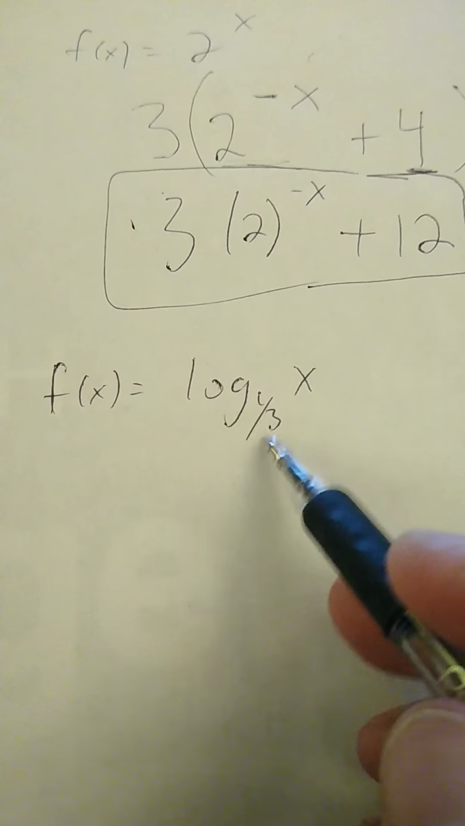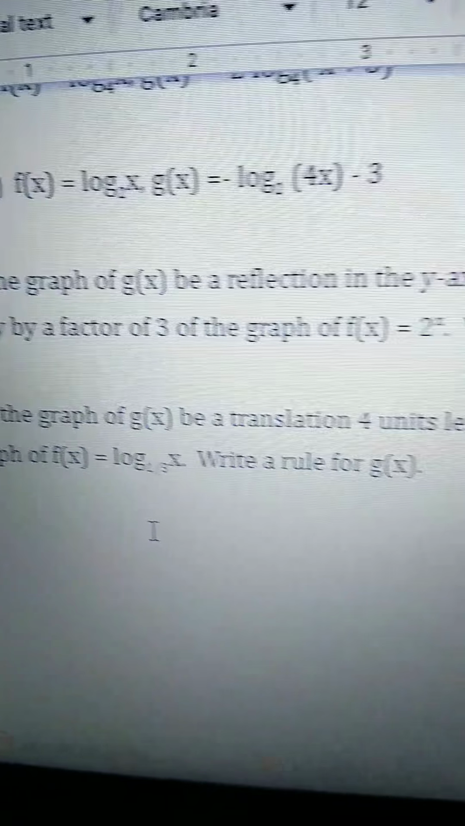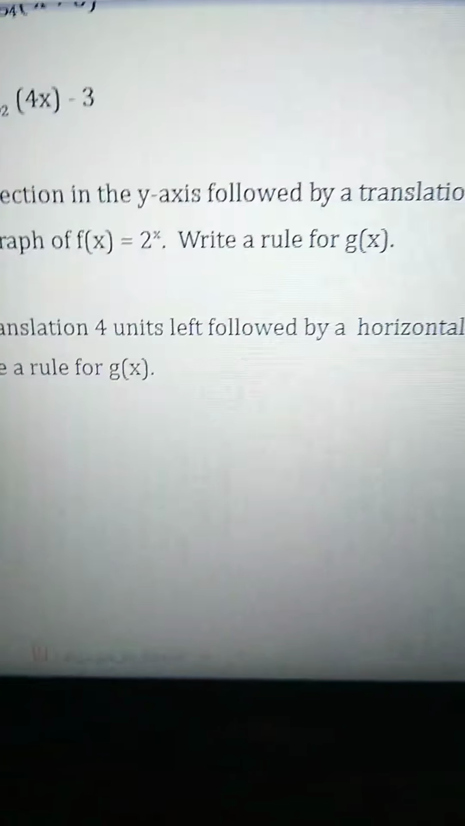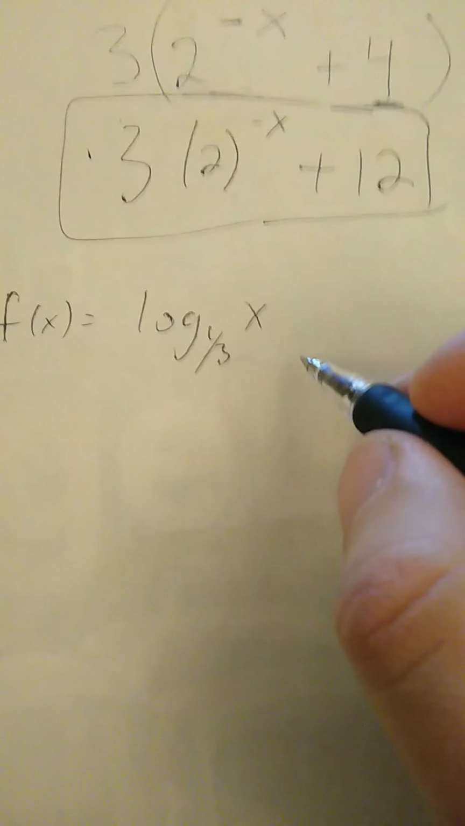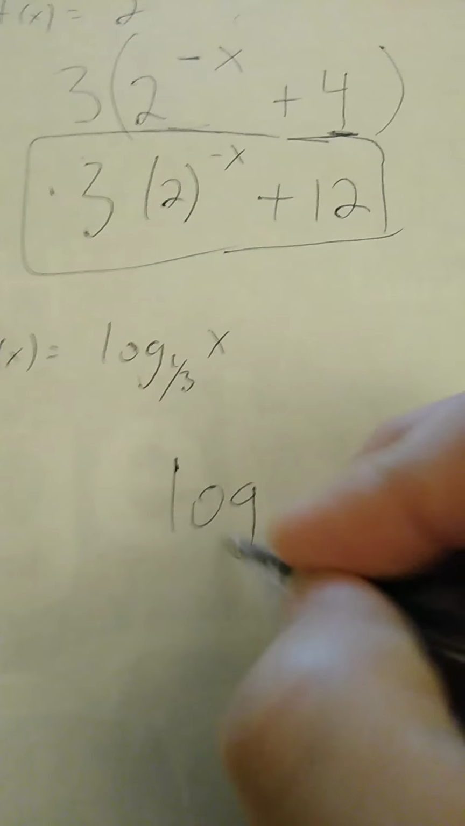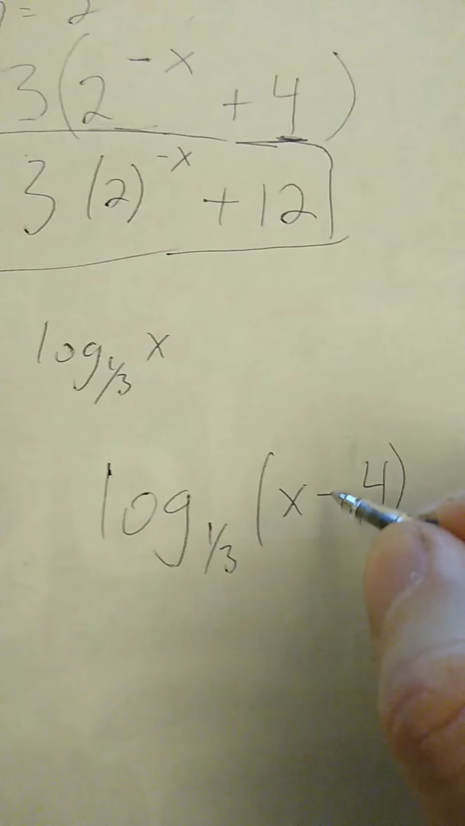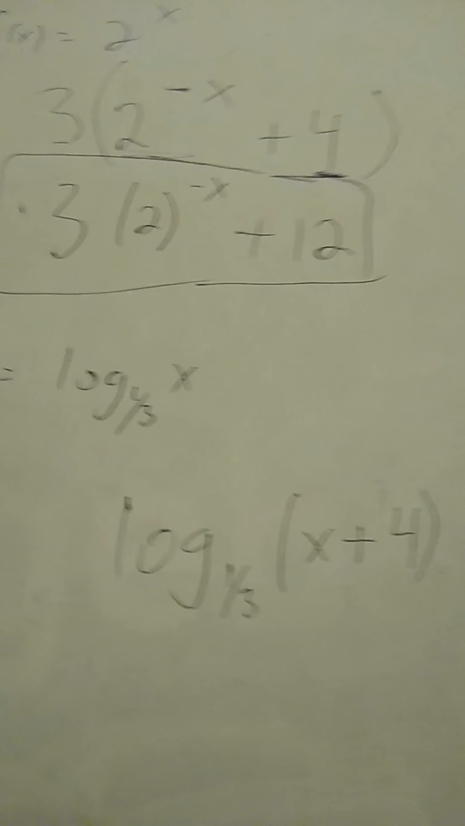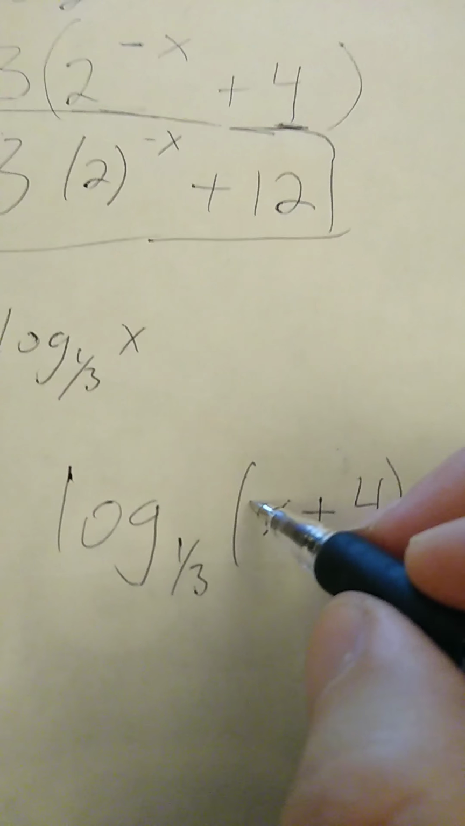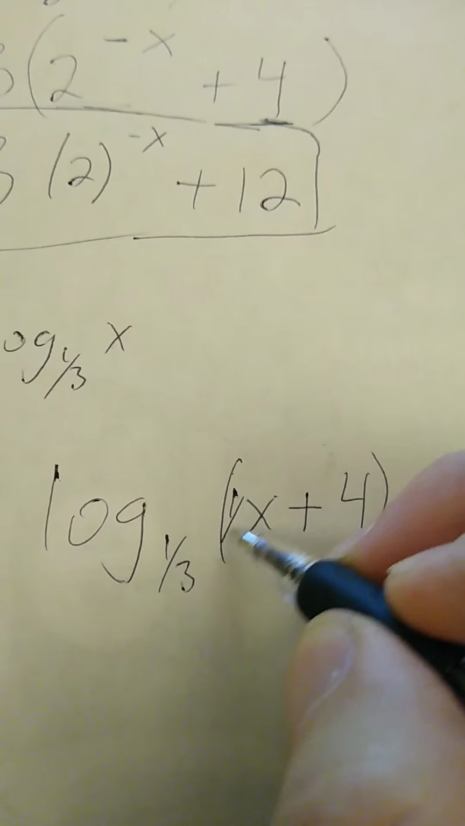Now, I start with log base 1/3 of x, and it says let the graph of g of x be a translation 4 units left, followed by a horizontal stretch by a factor of 5 of the graph log base 1/3. So starting with log base 1/3, it wants to go 4 units left. 4 units left, that's inside, and left would be +4. We do the opposite. Then it says a horizontal stretch by a factor of 5. So I'm going to take this and I'm going to horizontally stretch, that's 1/5 because I do the reciprocal for a horizontal. So not by 5, but actually the number 1/5 is being multiplied by x inside.